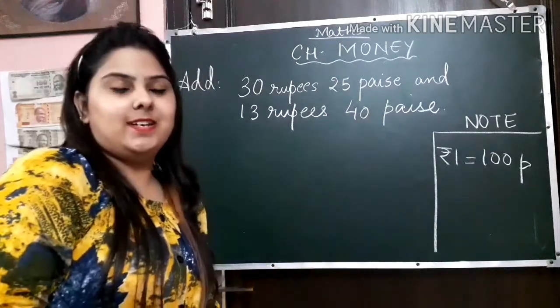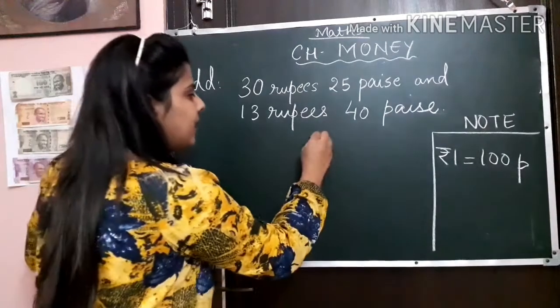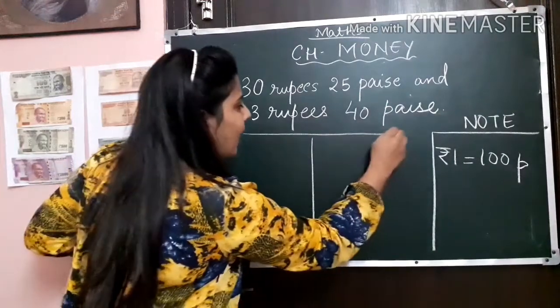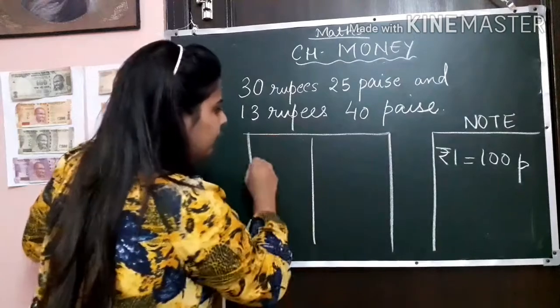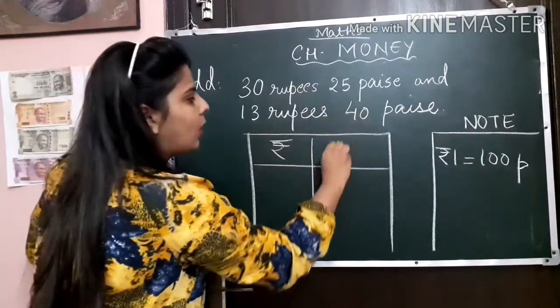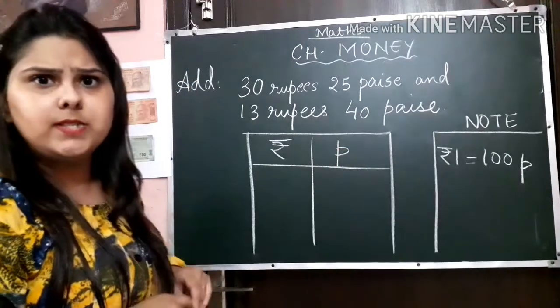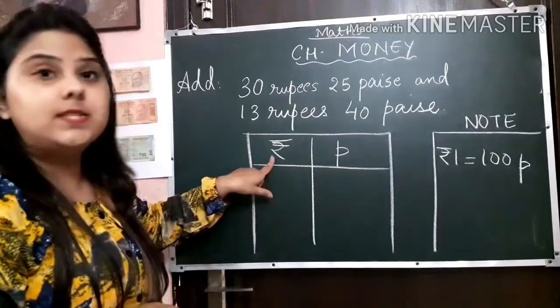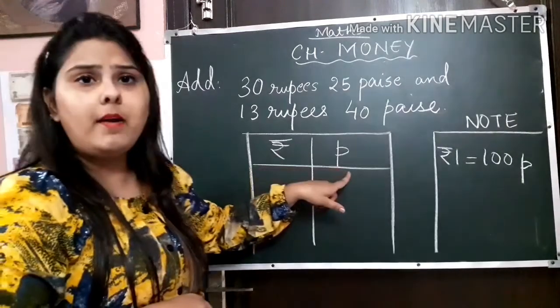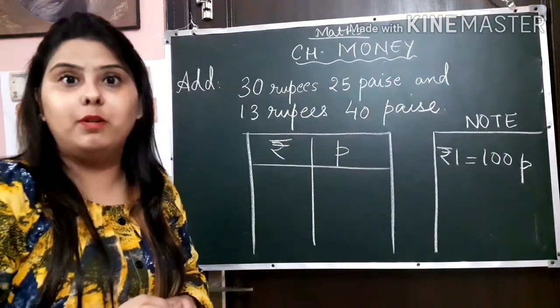Let's get started. Before that we need to make 2 columns. On the left hand side we always write the bigger unit, that is rupees, and here we will write down the smaller unit, that is paise. Can you see how I am representing the rupees column with the symbol of rupee, and the paise column with the small p, the symbol for paise?